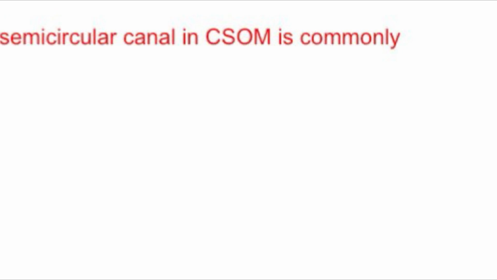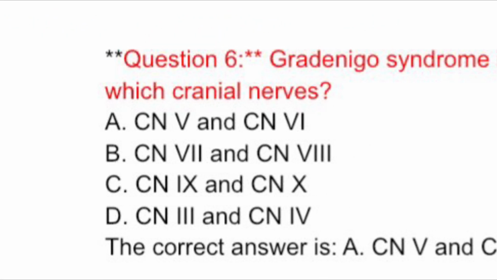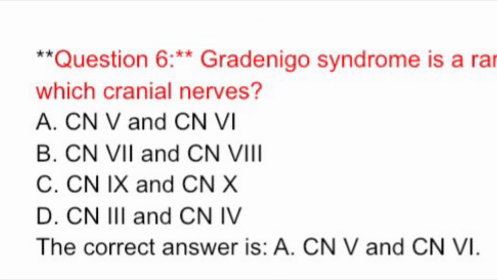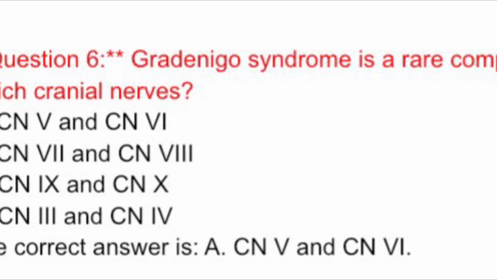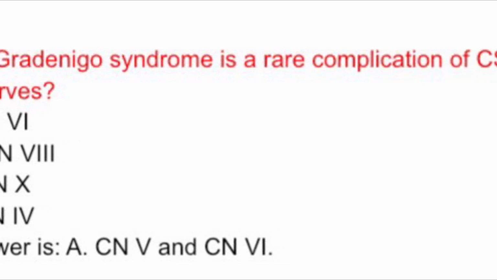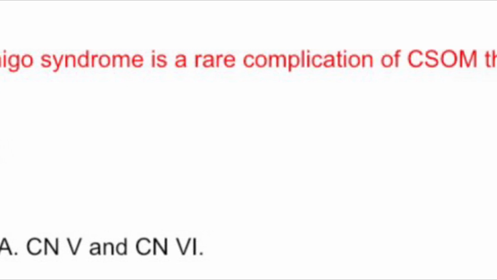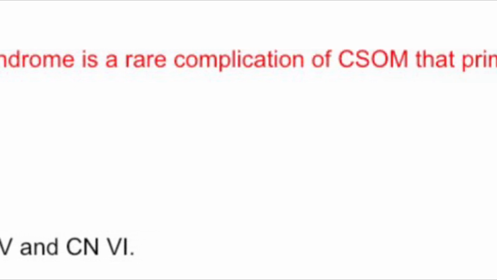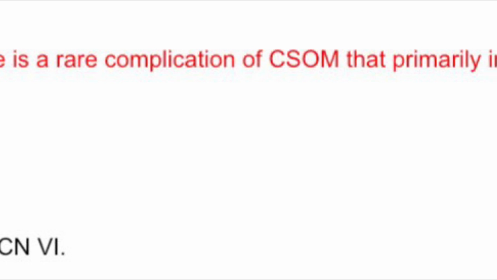Cholesteatoma. Question 6. Gradenigo syndrome is a rare complication of CSOM that primarily involves which cranial nerves? A. CN5 and CN6. B. CN7 and CN8. C. CN9 and CN10. D. CN3 and CN4. The correct answer is A. CN5 and CN6.